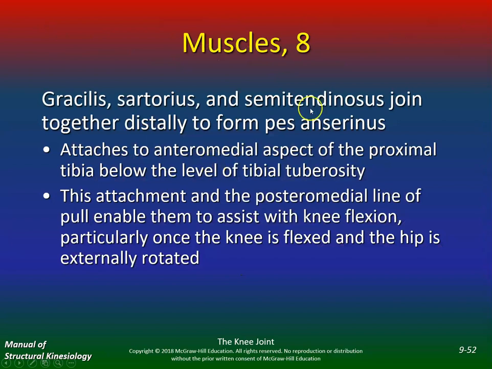The gracilis, sartorius, and semitendinosus join together distally to form the pes anserinus. Good quiz question, might be on the exam. It attaches to the anteromedial aspect of the proximal tibia below the level of the tibial tuberosity. This attachment and the posteromedial line of pull enable them to assist with knee flexion, particularly once the knee is flexed and the hip is externally rotated.